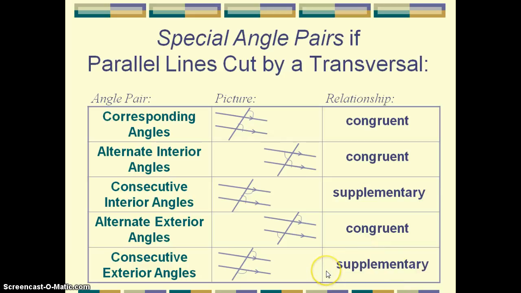These special angle pairs are so important. You will have to memorize each of these, and I promise that we will do so much practice that you will have these burned into your brain by the time you take the test. Notice that the relationships are always either going to be congruent or supplementary.